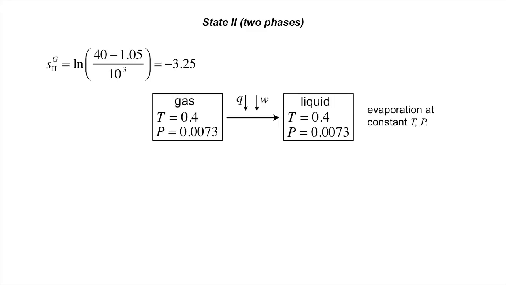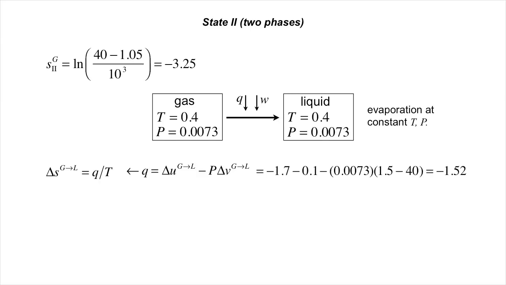Instead, let's consider a hypothetical path where we reversibly and isothermally condense the gas to a liquid at constant pressure. In this case, delta S will be given by Q over T, where Q we can work out using the first law from delta U, and the work, which is P delta V. Plugging in numbers, the heat evolved by condensation is about 1.52. Dividing by the temperature, we obtain delta S of minus 3.8.